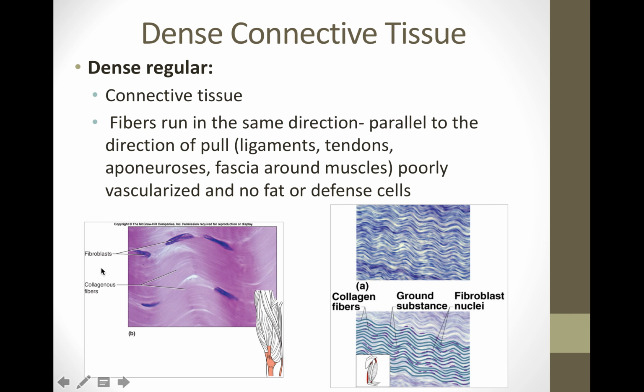A very common type of protein fiber in these tissues are collagenous fibers. Examples of where you can find these are typically ligaments and tendons, with ligaments connecting bone to bone or tendons connecting bone to muscle.